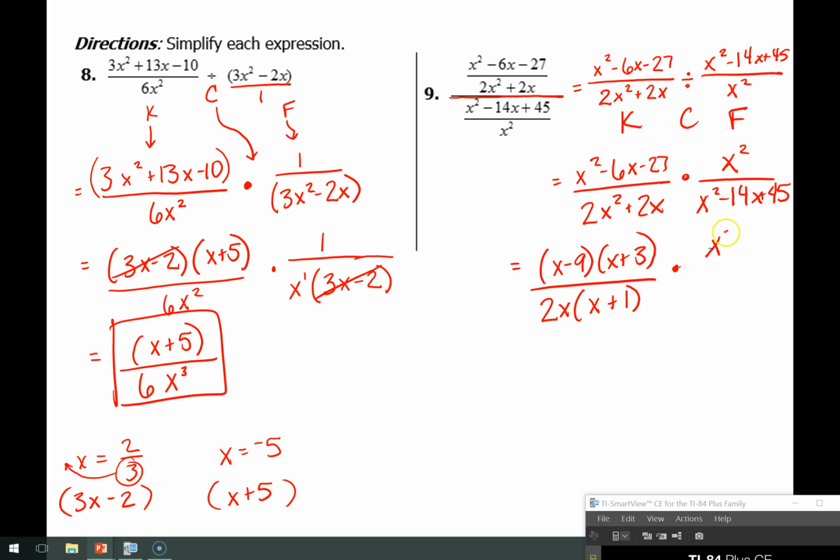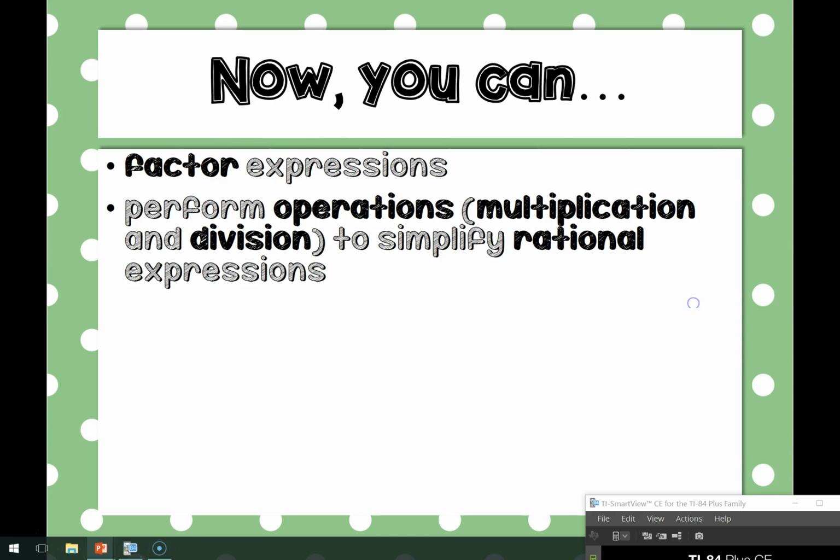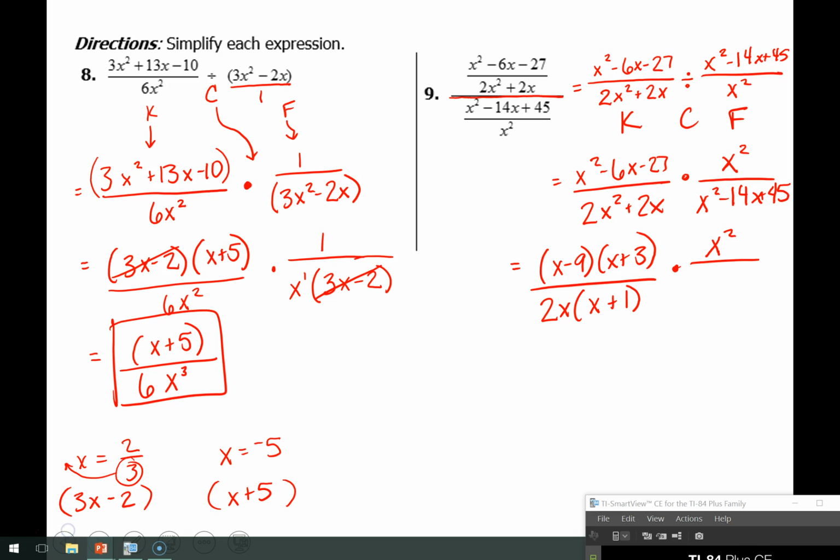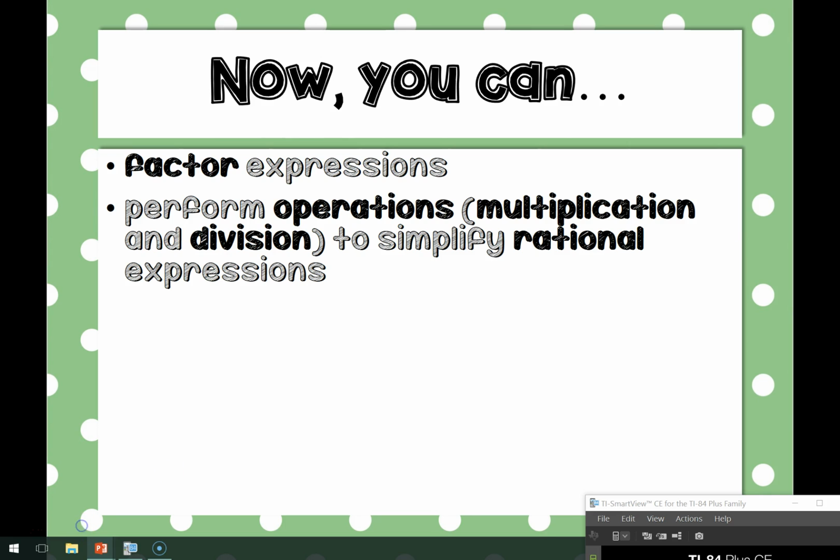And then over on the other side, you can factor the denominator using 9 and 5. And then we're looking at what we can divide out. So we have x minus 9s in both the numerator and the denominator. There's an x squared up here. That's going to divide out with one of the x's down in the bottom.